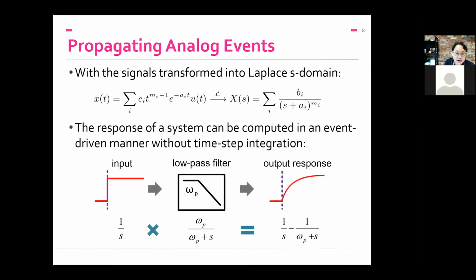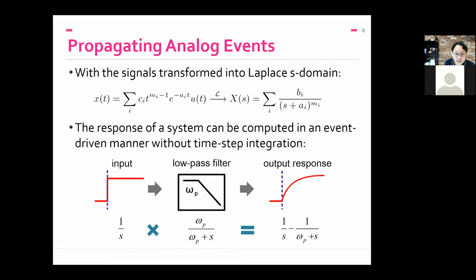It means if we have an input signal expressed in this Laplace S domain, we can compute the output response to some circuit or system by simply multiplying the input S domain expression with the S domain transfer function of that circuit or system. And the resulting expression is, again, the partial fraction form of the Laplace equation, which can be translated back into this expression we have. So it means that we can now do event-driven simulation for analog, propagating the input events to the output events. And this output event needs to be computed only once when there is an input event.